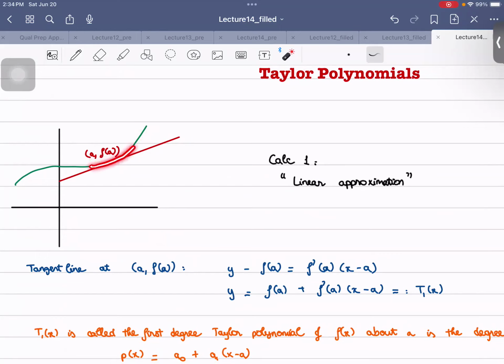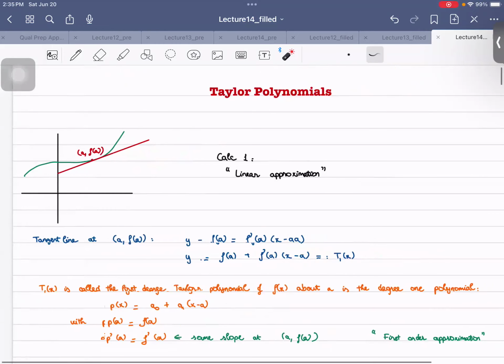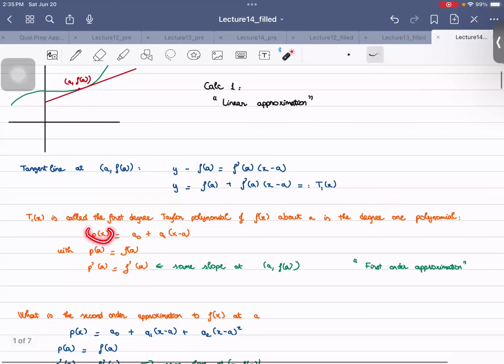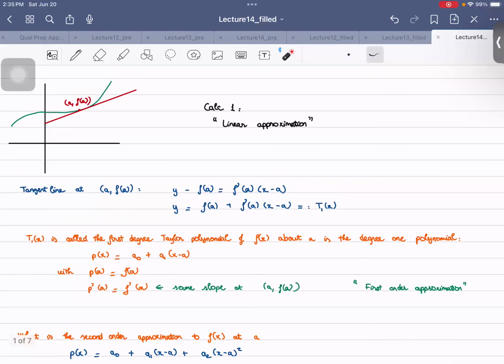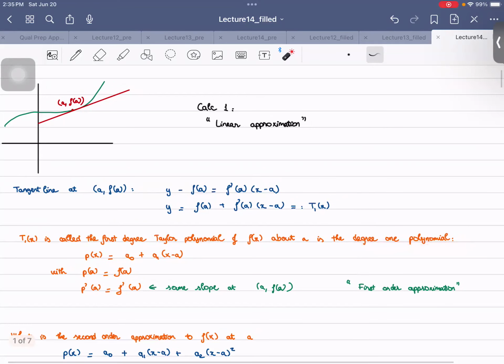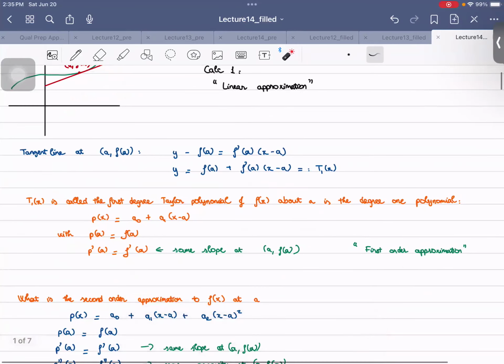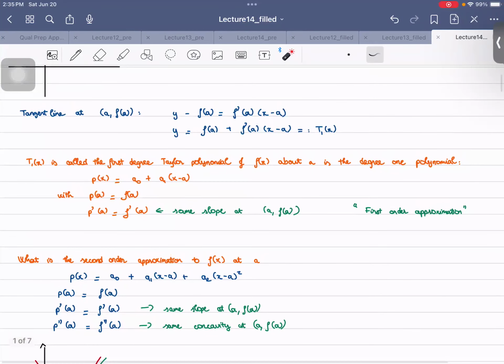You see that the function is increasing, and the red line is also increasing in that neighborhood. The degree one Taylor polynomial carries two pieces of information: the output of the function at the point A, and the rate of change of the original function at the point A. This is something you already learned in Calculus One. We just use a different name for the linear approximation: the degree one Taylor polynomial.